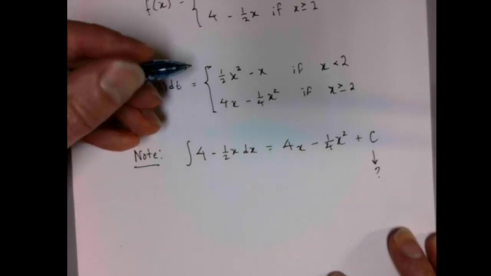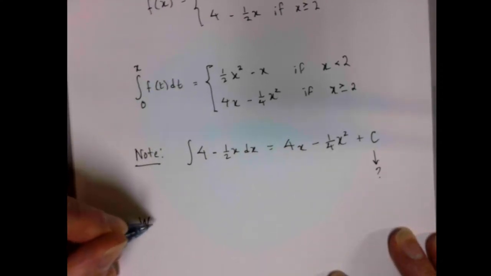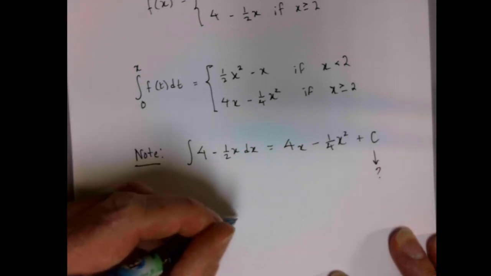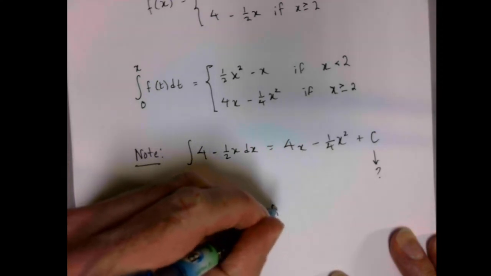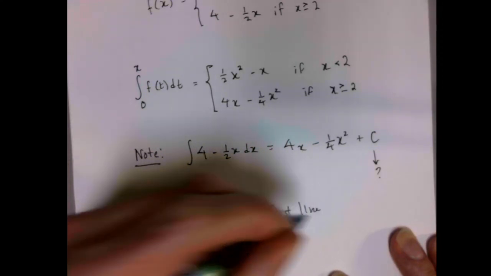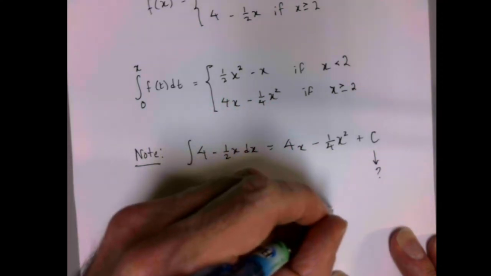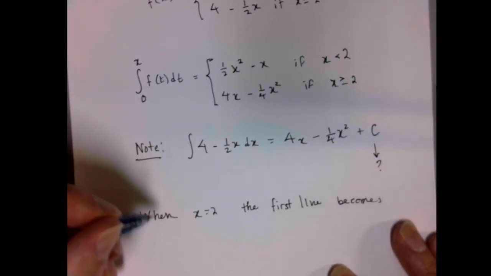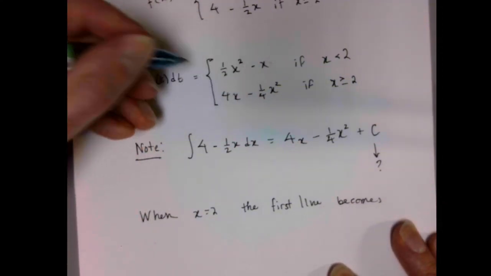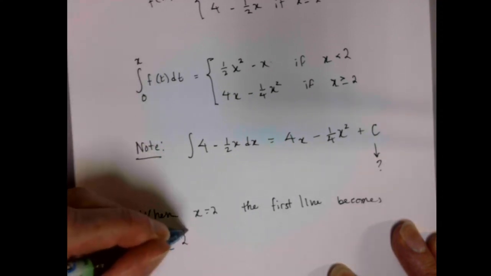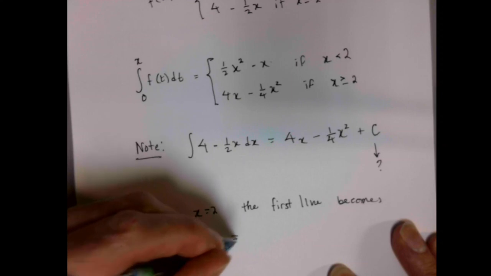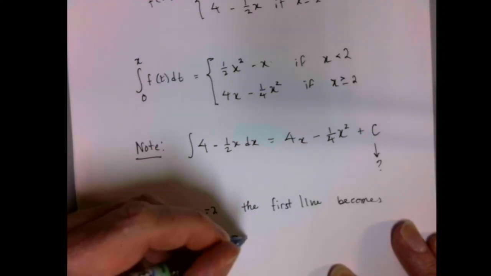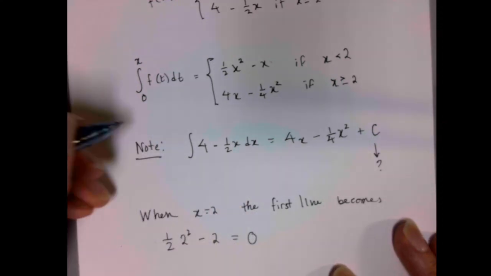I'm looking right here, and I'm seeing that when x equals 2, this first line, the one right here, becomes 1/2 times 2 squared minus 2. So 1/2 times 2 squared minus 2, this looks like I'm getting 0.